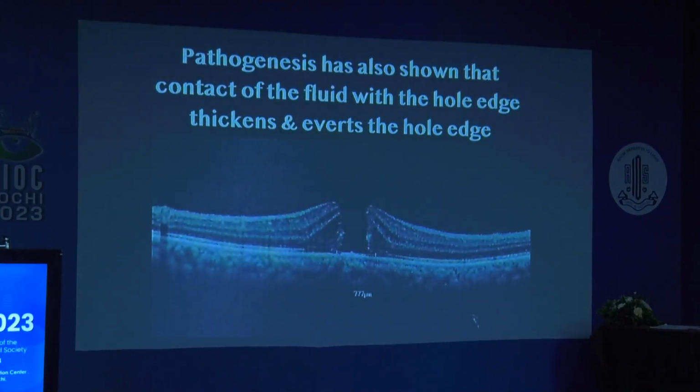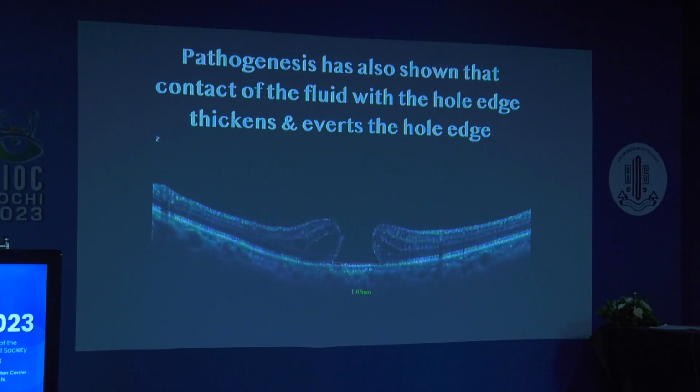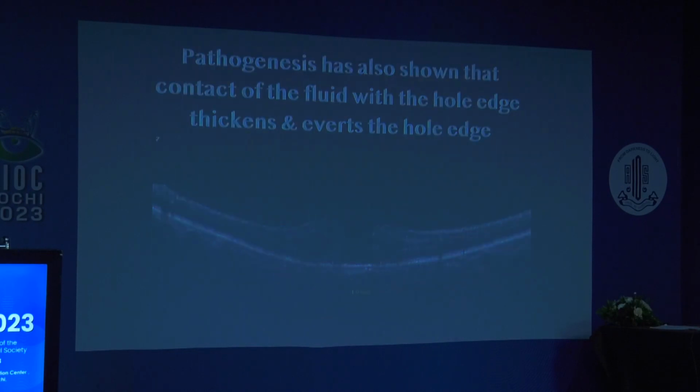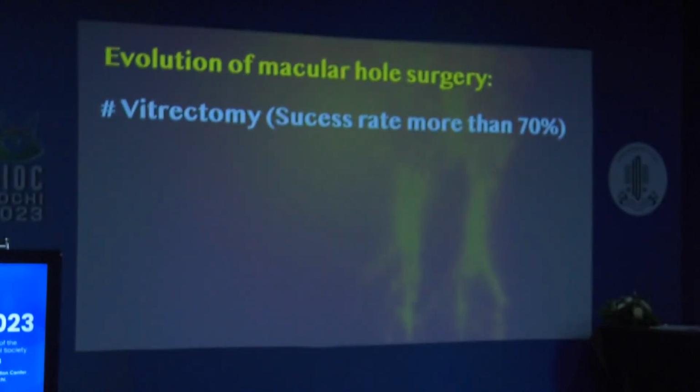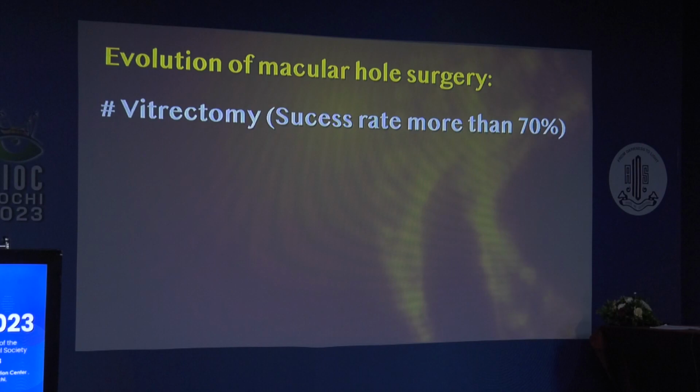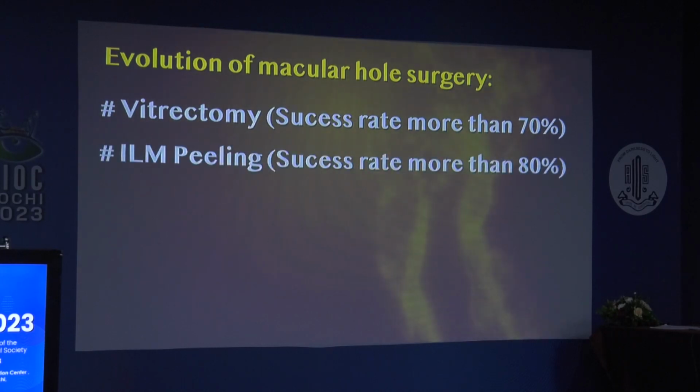We have also come to know that contact of the vitreous fluid with the hole edges causes thickening and eversion of the hole edges. Let's now take a look at the evolution of macular hole surgery. Kelly and Wendell described vitrectomy for macular holes in order to take care of the anteroposterior traction. Success was good at around 70% hole closures. We looked for something better, and ILM peeling helped us reduce tangential traction, increasing the success rate to over 80%.